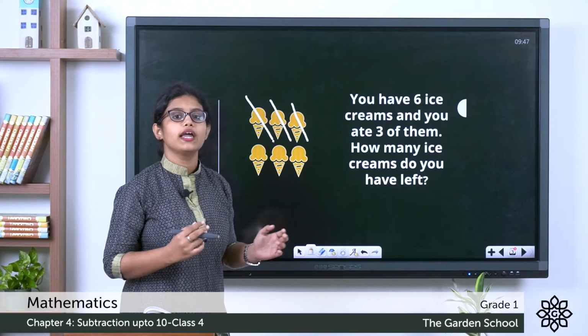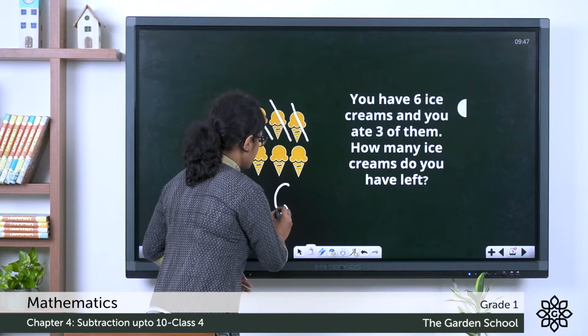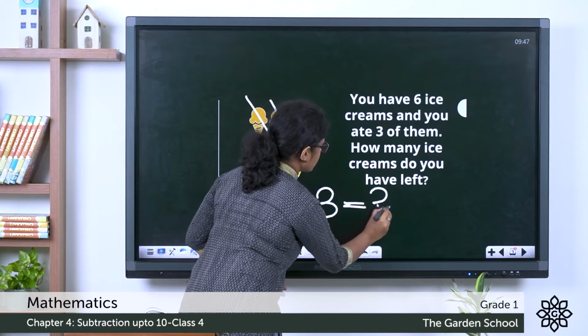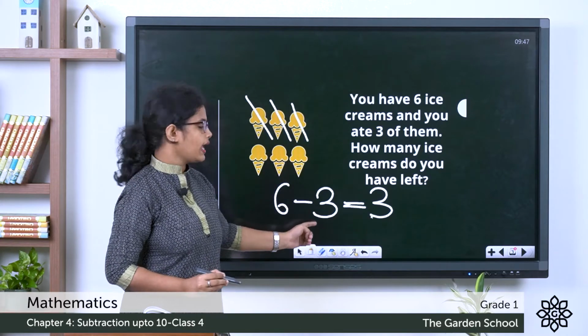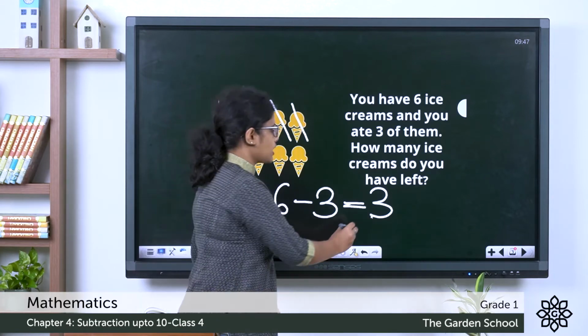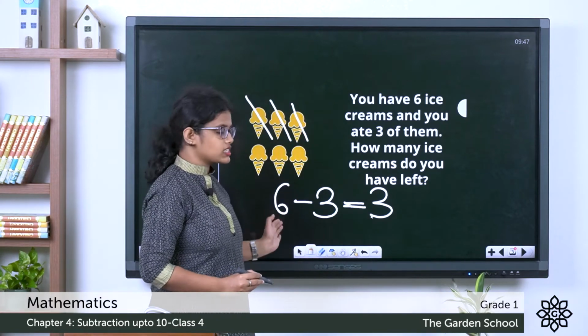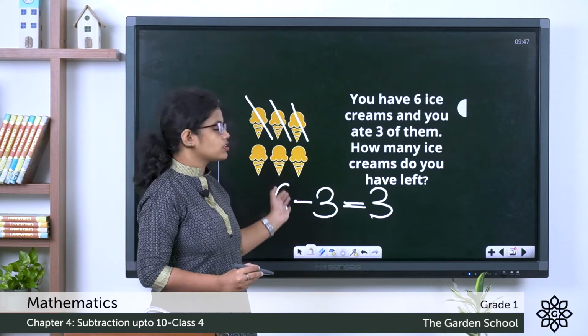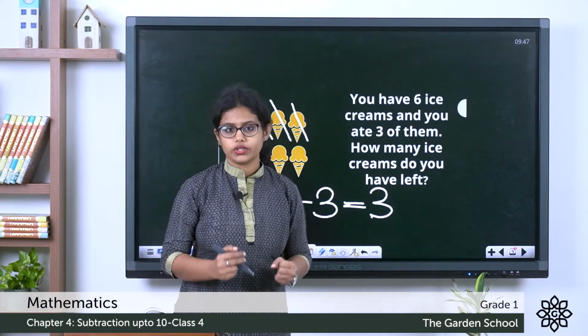You have only 3. So, 6 minus 3 equals 3. When you take away 3 from 6, what do you get? You get the answer as 3. So, 6 minus 3 equals 3. So, you have only 3 ice creams left with you.